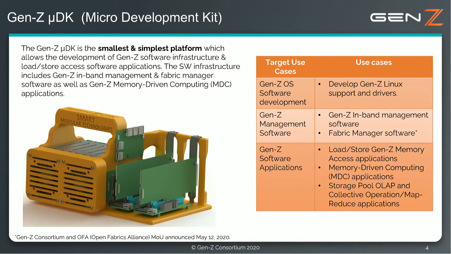The UDK is designed to be the simplest, smallest platform that enables the development and demonstration of Gen Z operating system support, fabric management software, and Gen Z load store applications. The Linux operating system is being made Gen Z aware by adding support for a Gen Z host controller. When a Gen Z host controller is available, software support can be developed to discover and manage fabric attached memory and other Gen Z fabric resources. Finally, with Linux operating system and fabric management support, Gen Z applications will be able to map and access fabric attached memory using load store instructions. The application access to the fabric memory, again, is entirely implemented in hardware with no operating system intervention required.